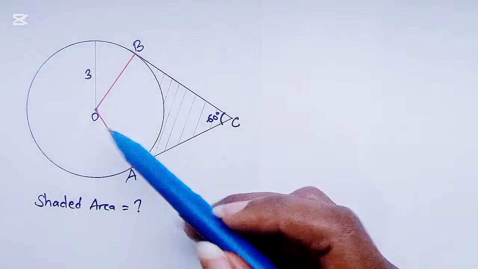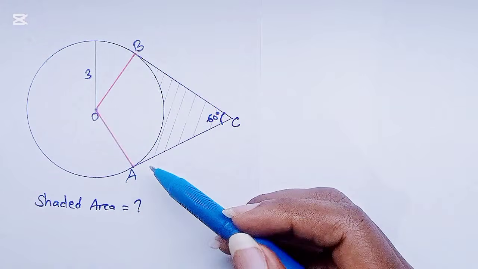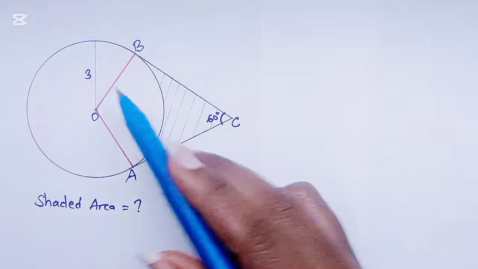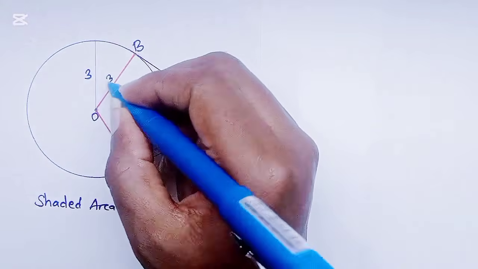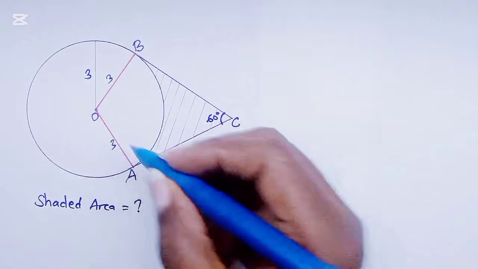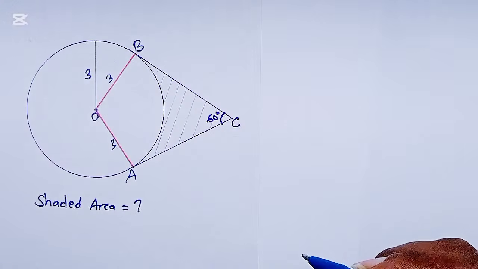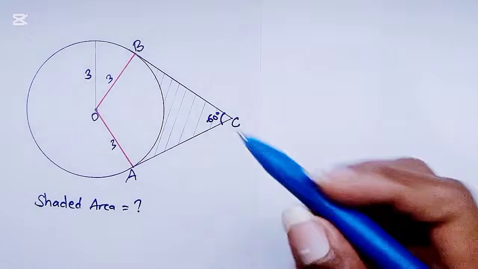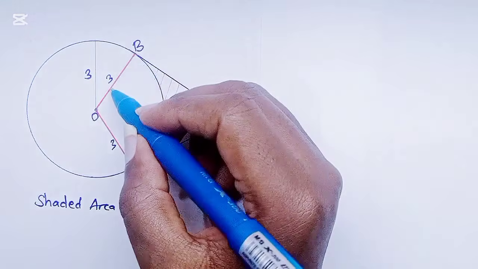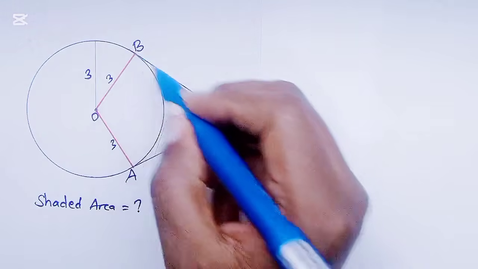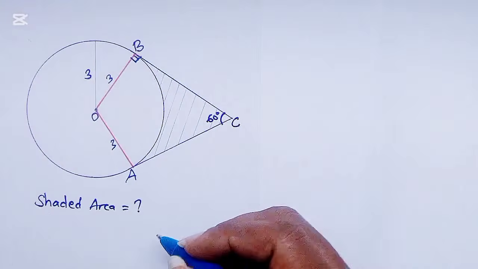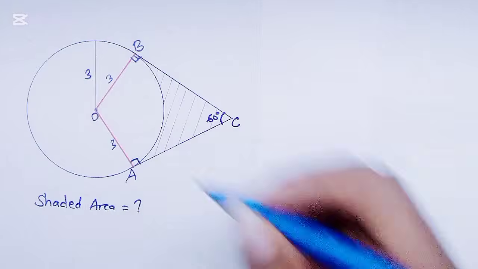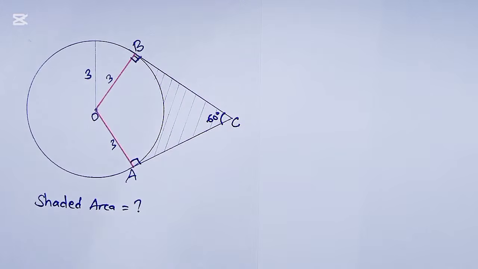As you can notice, OB and OA are both radii of this circle, and the radius was already given to us. So OB is 3 and also OA is 3. Now we know from the tangent-to-circle theorem that the angle between the radius and the tangent is always 90 degrees. So this is 90 degrees. Also, this is 90 degrees.